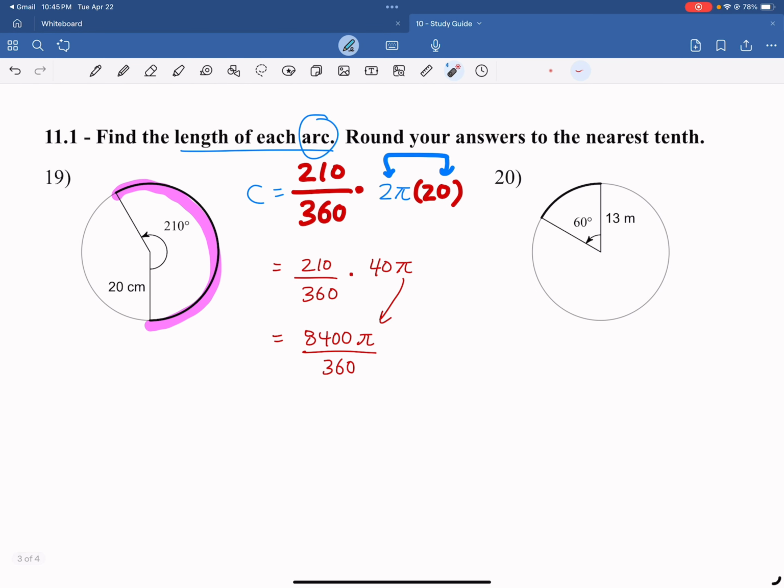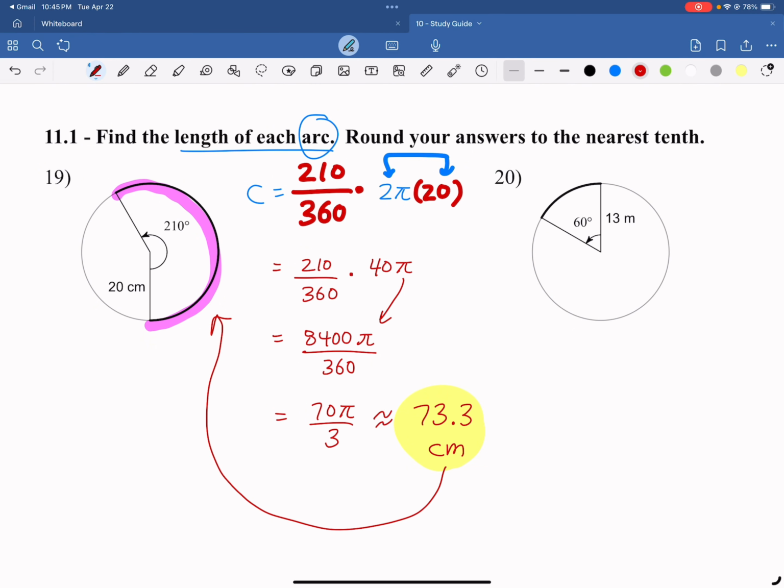Well, if you punch this into a calculator, you could immediately get the decimal. I'm going to write the intermediate step where it simplifies the fraction for you, right? So this is the fractional answer. But the test is going to ask you for the decimal approximation. So 73.3 centimeters is going to be your arc length. That is how long this purple. I don't know what color that is. Let's call it purple.